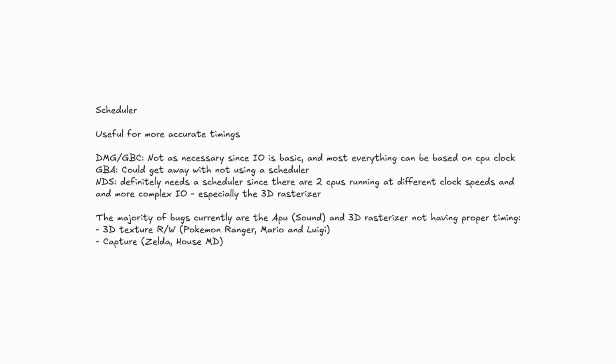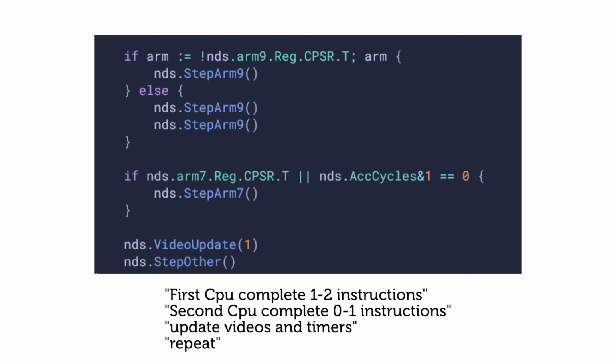The big step for moving forward and making it more accurate will be adding a scheduler to the Game Boy Advance and DS. Currently, all I/O operations happen immediately. There's no waiting to complete the operation. Everything's immediate. And then the CPUs, it's very diabolical, but they just run XYZ amount of instructions relative to the other CPU.